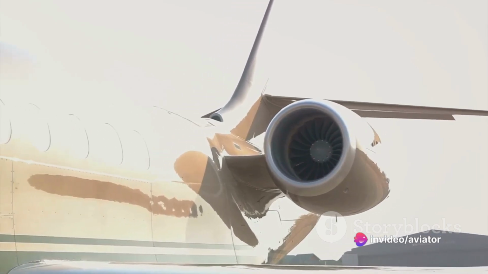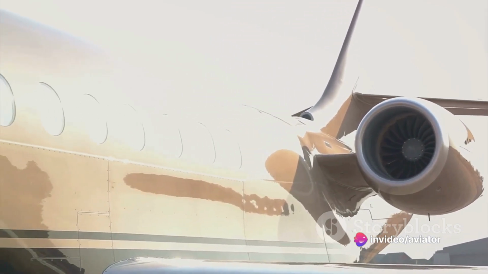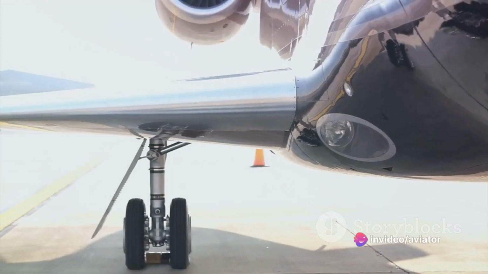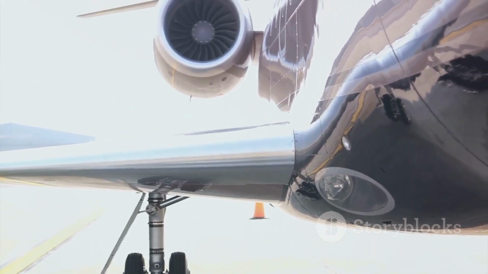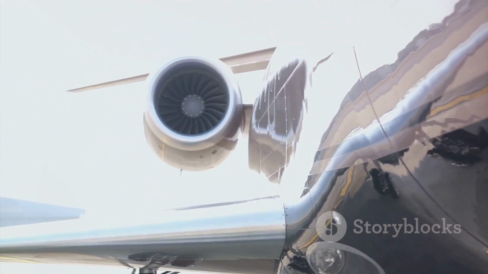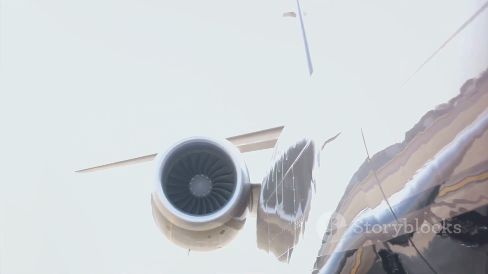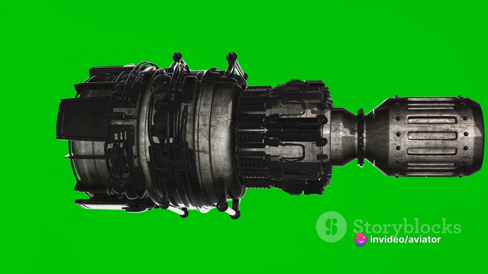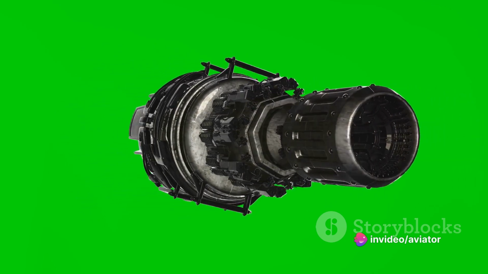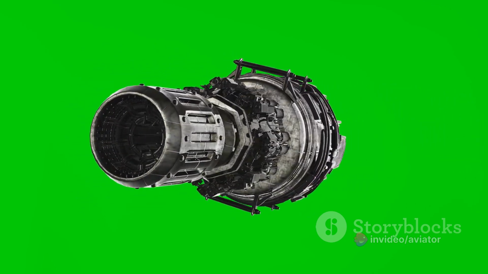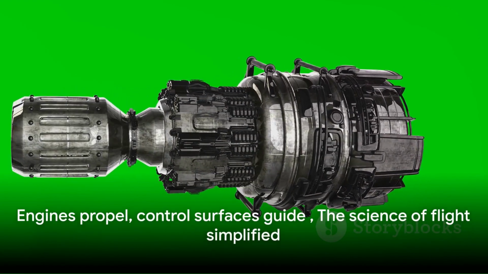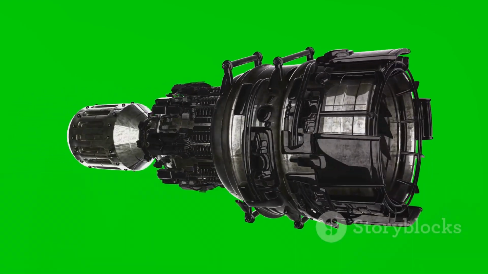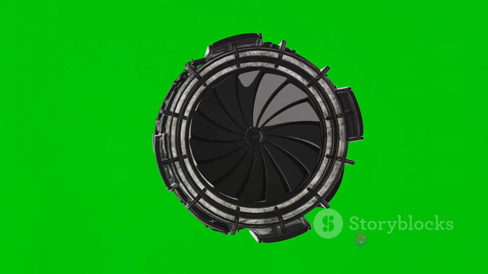The engines are not just about power though. They also play a critical role in maintaining the balance of the four forces of flight we discussed earlier. The thrust from the engines must equal the drag, and the lift generated by the wings must balance the weight of the aircraft. This delicate interplay of forces is what keeps an airplane steadily cruising through the sky. So in essence, the engines push the airplane forward and the control surfaces guide it in the desired direction.